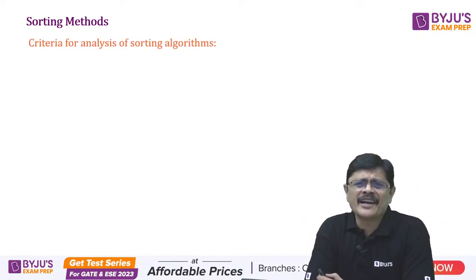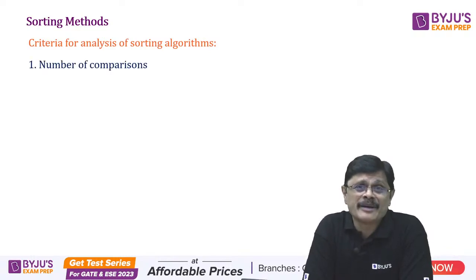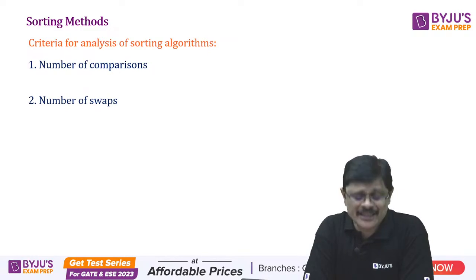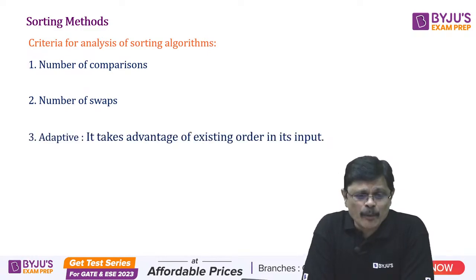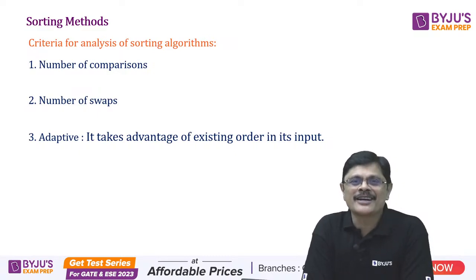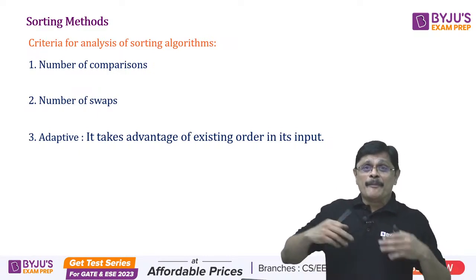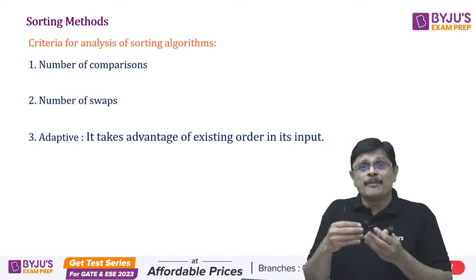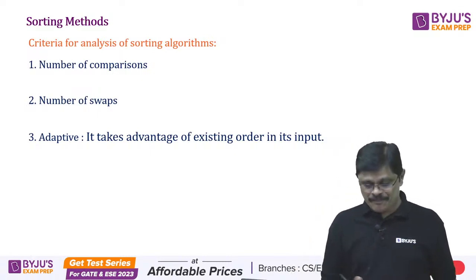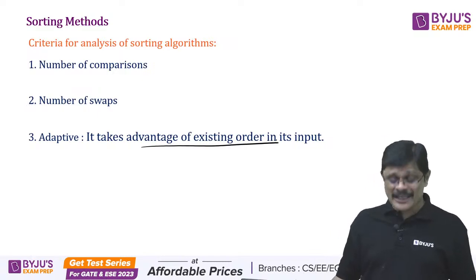See, the criteria for analysis of any sorting algorithm are the number of comparisons made, the number of swaps made by that, and whether it is adaptive or not. Adaptive means, suppose the input is already sorted, it should recognize that and do it faster. That is what you mean by adaptive nature. Based on the type of your array or type of your input, it should perform better. So it takes advantage of existing order. That is what you call adaptive, my dear friends.